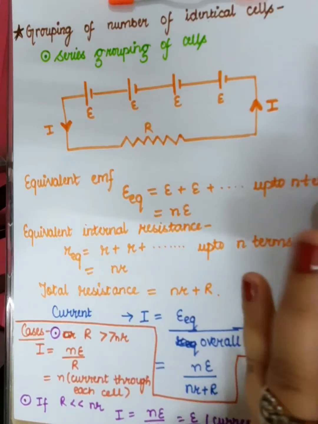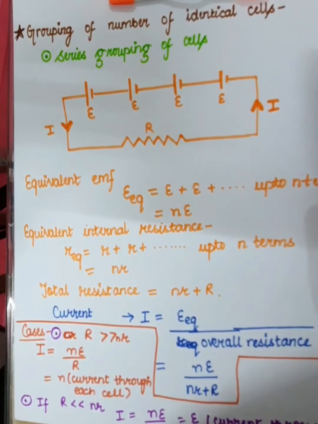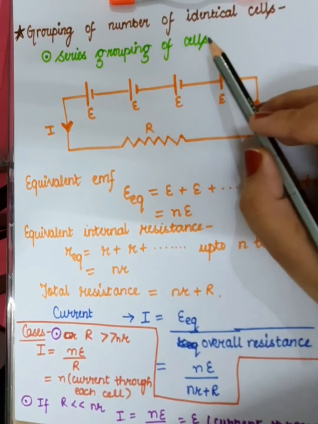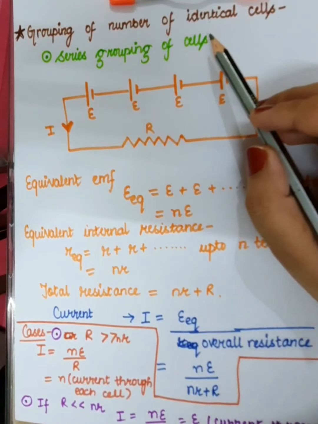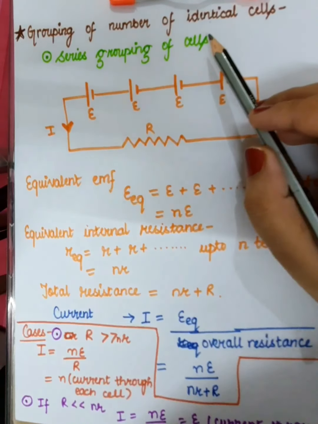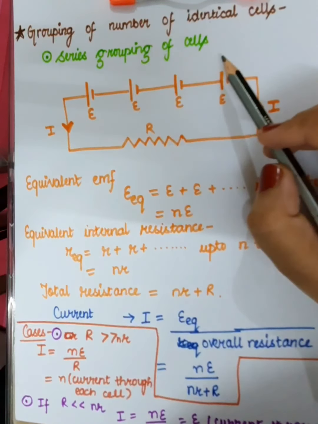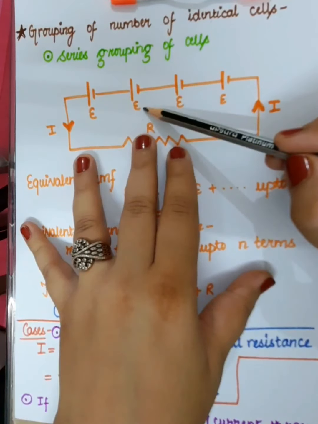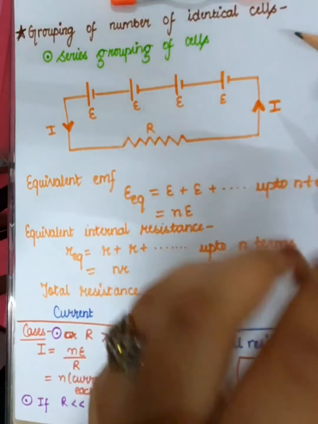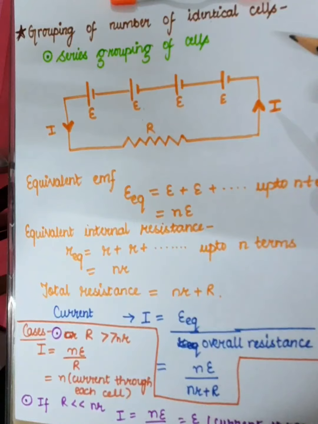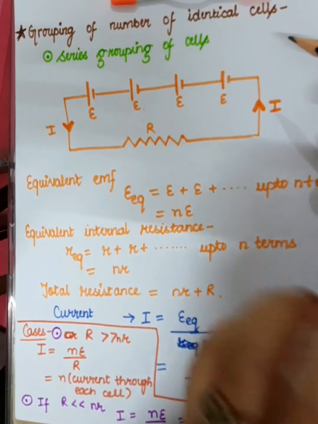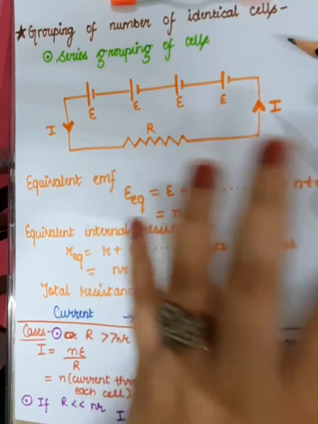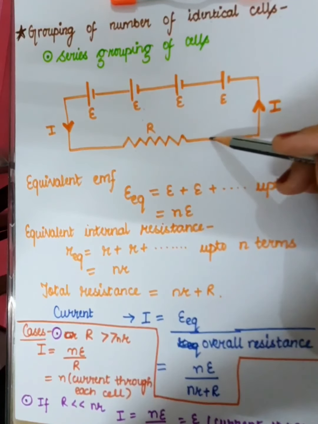First of all, we will be studying what will happen if I have identical cells and I choose to group them in series combination, like series grouping of cells. So these are a few cells that you can see in front of you. This cell has EMF E, this cell has EMF E, and so on. I have connected all these cells in a series combination and they are connected across the two ends of the resistor.